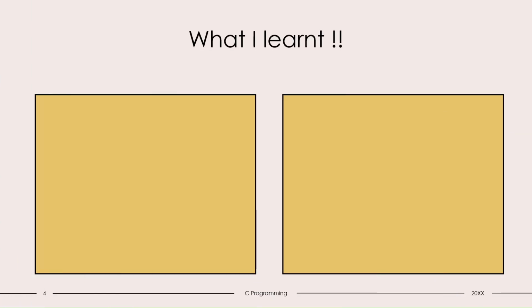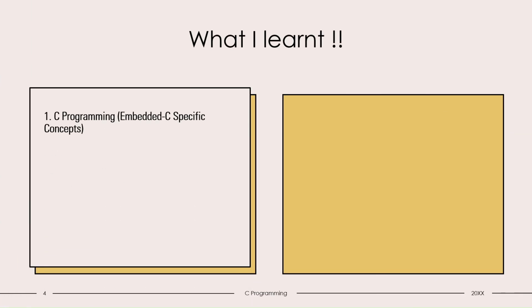Let's see what I have learned. We'll start with C programming and embedded C specific concepts. First, data types like int, char, float, unsigned, signed, and their ranges. In a lecture, we learned what the data types are, how they are used, and where they are used. Int is specifically used for what, char is specifically for what, and unsigned char is used for which type of data.